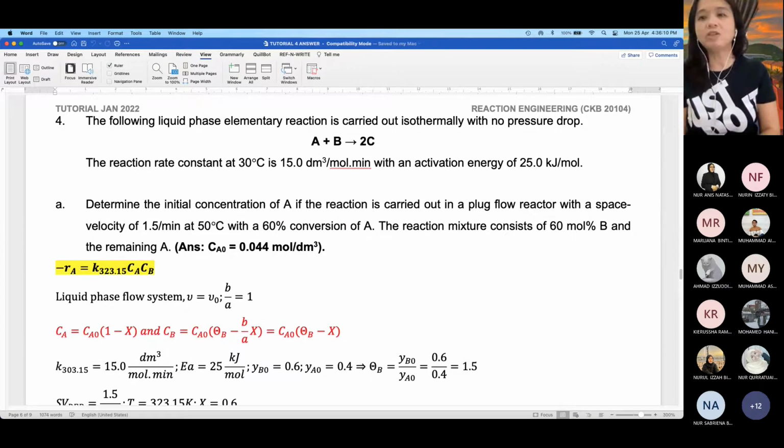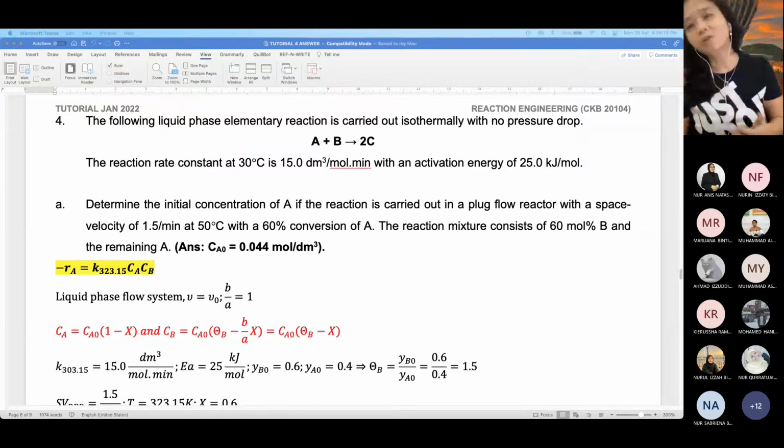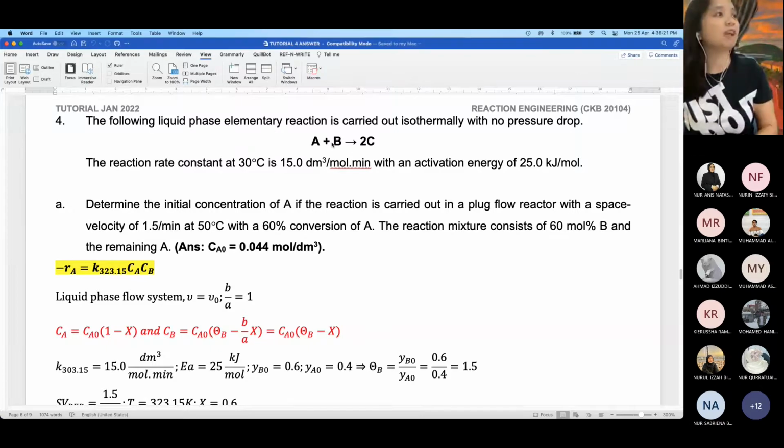Right, but before I continue, let me explain a little bit, because last week I stopped at part A. For me to go to B, I have to explain the question again. So the question was, if you remember, we have a liquid phase elementary reaction. We know that in part 4A, we have already come out with the rate law. So the rate law was minus rA equals to k CA CB. So that one is done. Then they give us the value of k, the reaction rate constant, which is 15, but the 15 is actually at 30 Celsius.